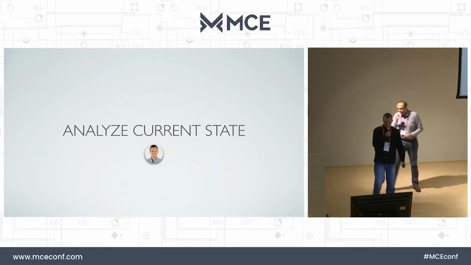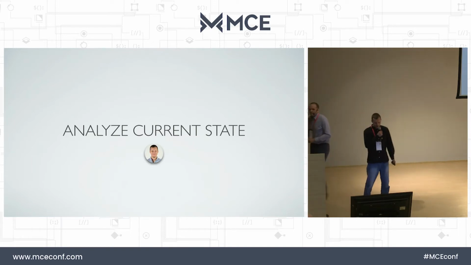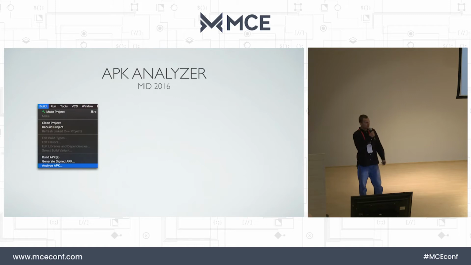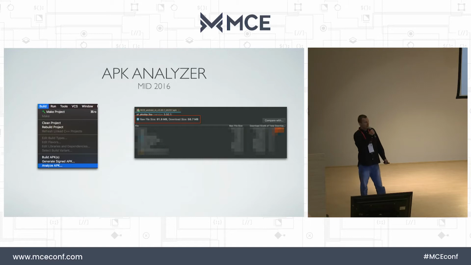All right, so a year ago, we were here at 62 megabytes, so we had to do something about this. So first off, we decided to use the built-in Android Studio tool called the APK Analyzer, which is a great tool, and this is what we got. So we got 62 megabytes raw file size and 58 megabytes of download size. At first, we kind of didn't know what these sizes exactly mean and which one is more important. So we first had to learn exactly what we're trying to optimize.